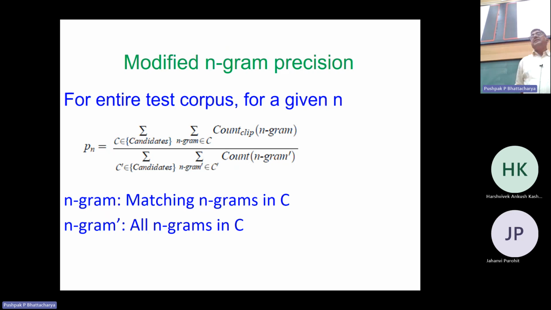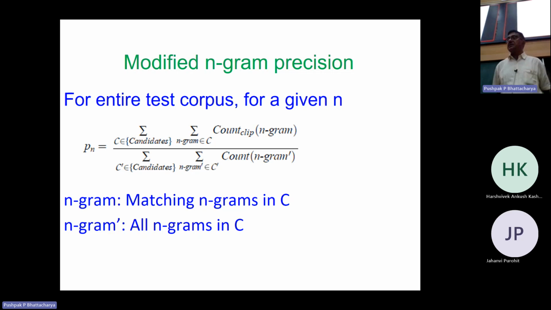So then we get the core of the BLEU formula. The core of the BLEU formula is this: Pn, precision at n for n-gram, is equal to this formula, which is essentially the number of times the candidate n-grams match with the reference divided by the number of n-grams in the candidate translation.